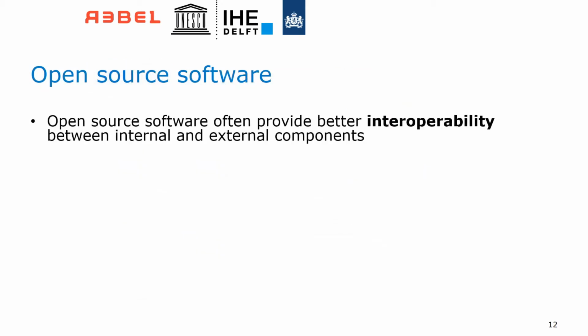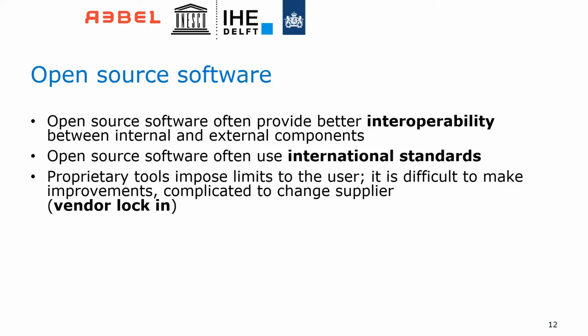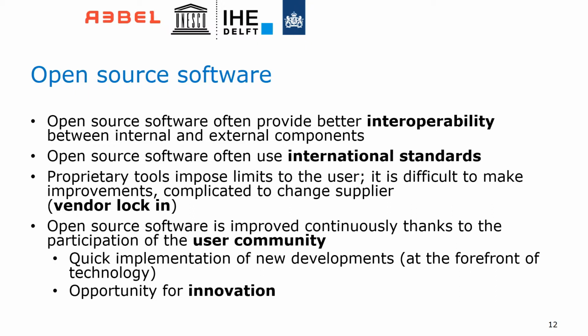Open standards are supported by open source software because it provides better interoperability between components, and they use the international OGC standards. With proprietary software it's different. They try to lock you in, a so-called vendor lock-in, so you have to buy always components from the same vendor instead of that you have the freedom to connect to others. Open source software also has the advantage that it's continuously improved by the participation of a dedicated user community. In that way, new developments, also new standards, can be implemented very fast. And it's also a great opportunity for innovation, and you can contribute with your organization or as an individual.